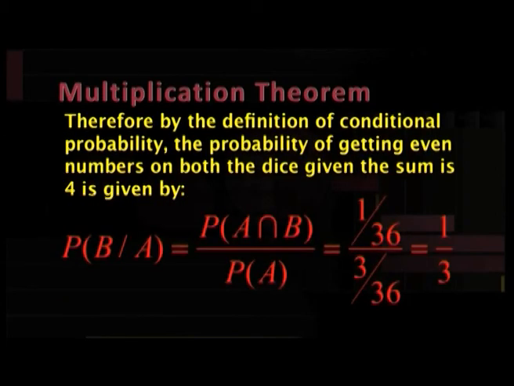Therefore, by the definition of conditional probability, the probability of getting even numbers on both the dice given the sum is 4 is given by probability of B given A is equal to probability of A intersection B divided by probability of A, which is equal to 1 by 36 divided by 3 by 36, which is equal to 1 by 3. Let us take another illustration.